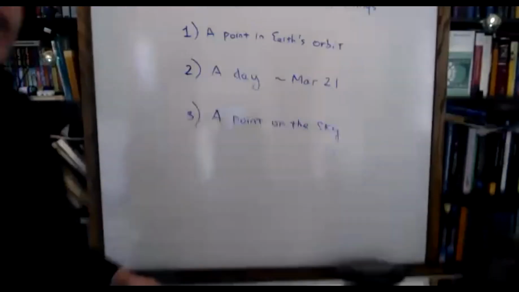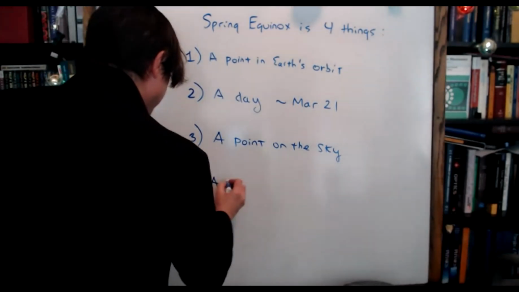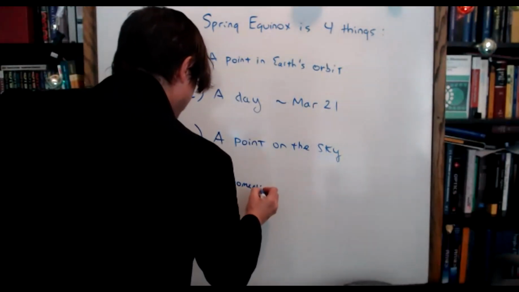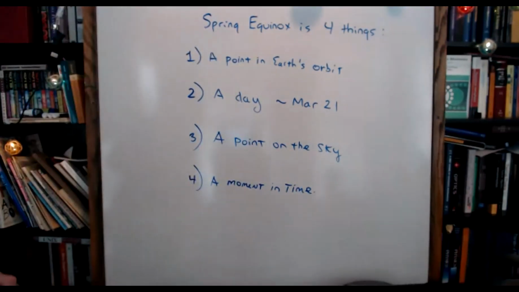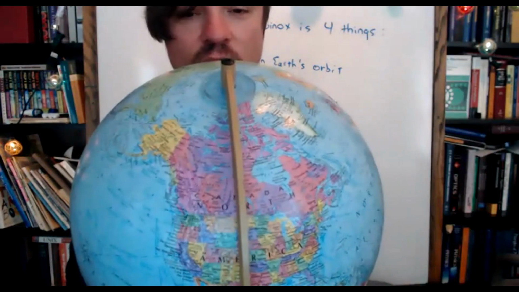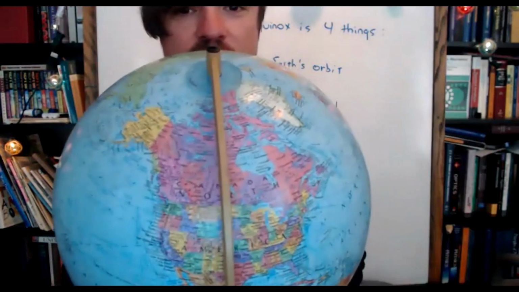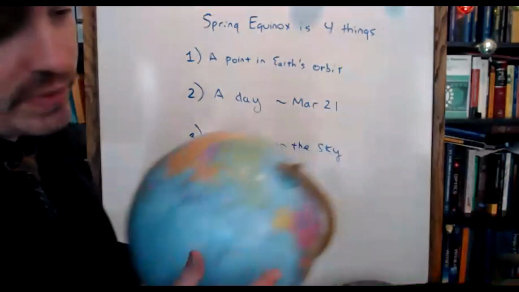The final thing that's confusing is the spring equinox is also a moment in time. That's because the Earth is constantly moving during the course of a day. So it's easier to see this with the summer solstice, but even during the summer solstice, the Earth moves a tiny bit in its day. There's some point during that day where the North Pole is perfectly lined up towards the sun. That's the moment of the summer solstice, of the spring equinox.